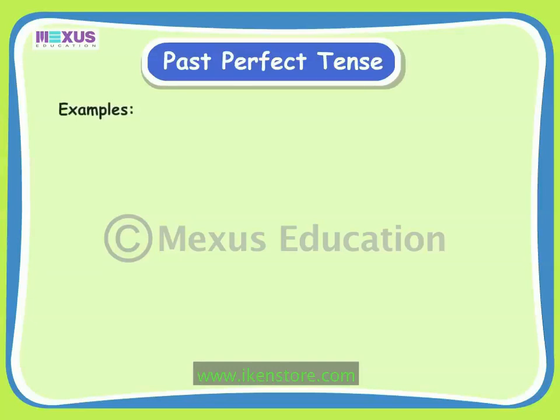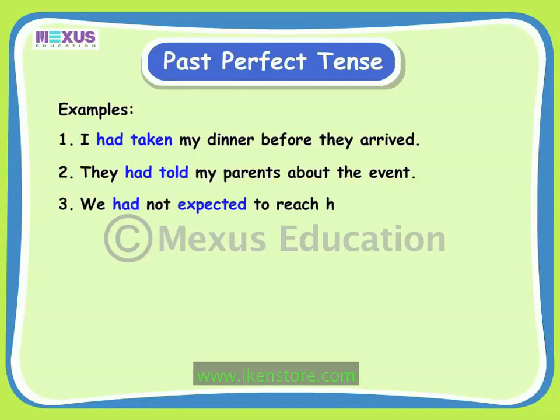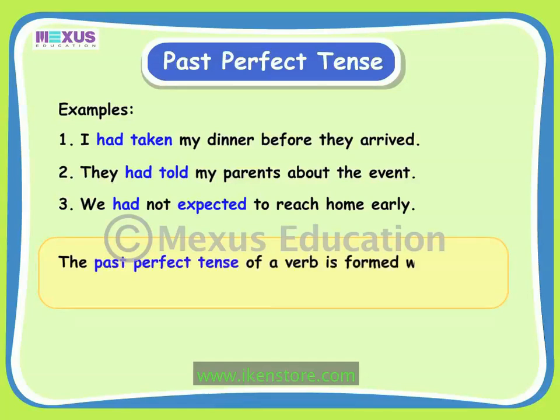Look at the following examples using the past perfect tense. I had taken my dinner before they arrived. They had told my parents about the event. We had not expected to reach home early. In the above examples, the verbs in the past perfect tense have been highlighted. From the above examples, we can observe that the past perfect tense of a verb is formed with the help of had and the past participle form of the verb.